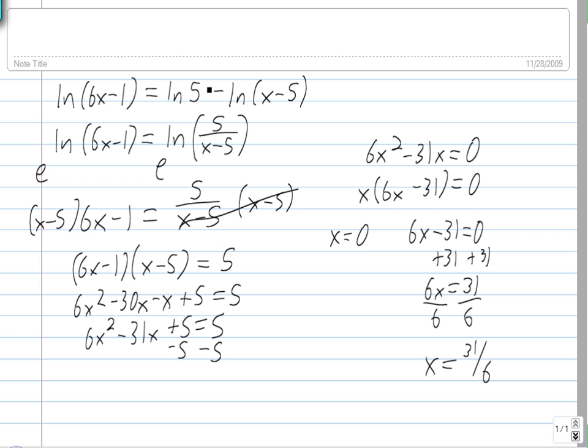Since we were dealing with logarithms, we need to make sure that none of these answers will give us negatives inside the logarithm, because you can't take the logarithm of a negative number. So when you try 0, 0 minus 5 is going to be negative 5. And since you can't take the natural log of negative 5, that means 0 is a false answer. So you're just left with x equals 31 over 6. So the answer to 27 is A, 31 over 6.